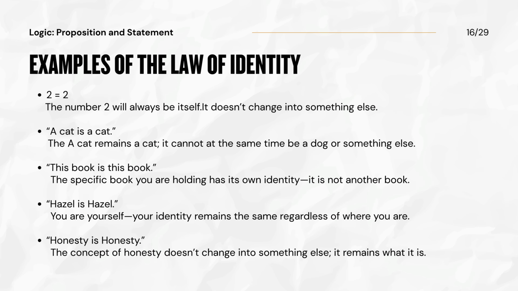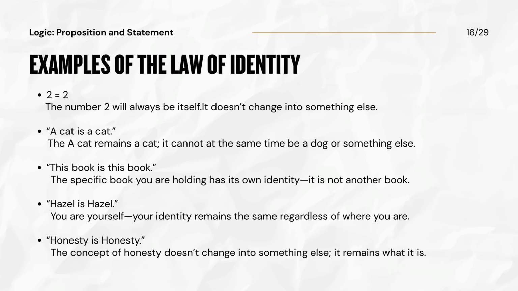Here are some examples of the law of identity. First one, 2 is equal to 2. The number 2 will always be 2. It will not become 3 or any other number. A cat is a cat. A cat will remain a cat, it will not become a dog.